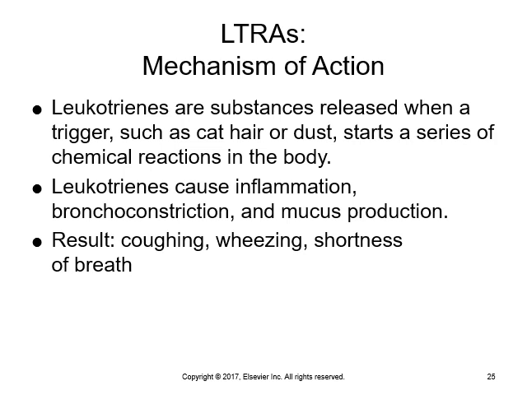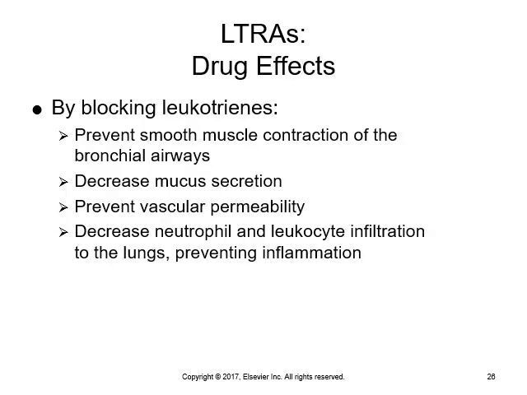The mechanism of action is leukotrienes are substances released when a trigger, such as a cat hair or dust, starts a series of chemical reactions in the body. They cause inflammation, bronchoconstriction, and mucus production, resulting in coughing, wheezing, and shortness of breath. The drug effects include prevention by blocking leukotrienes. They prevent smooth muscle contraction of the bronchial airways, decrease mucus secretion, prevent vascular permeability, and decrease the neutrophil and leukocyte infiltration to the lungs, preventing inflammation.